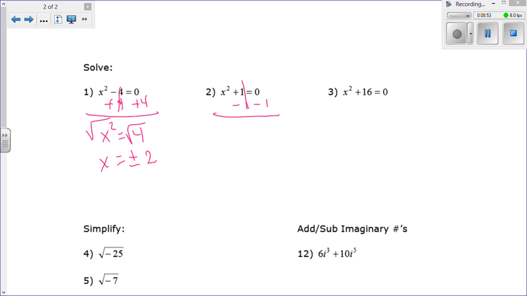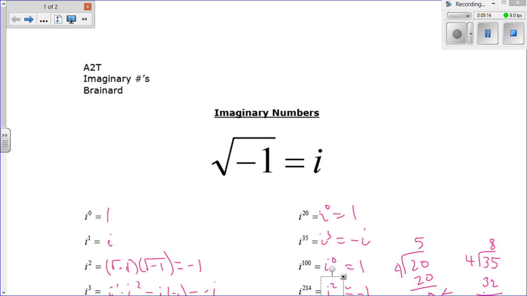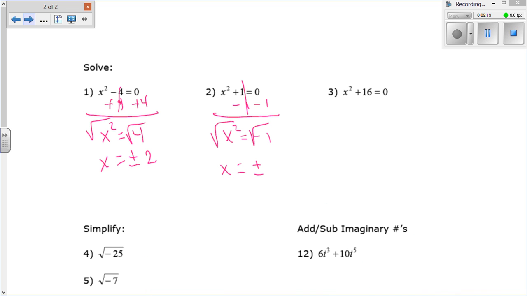So here I'm going to subtract 1 from both sides. So x squared equals negative 1. Now I'm going to take the square root. Before we couldn't have this. Now it's okay. So I have x equals plus or minus the square root of negative 1. If you go back to the front of the page here, square root of negative 1 is i. So this becomes plus or minus i.